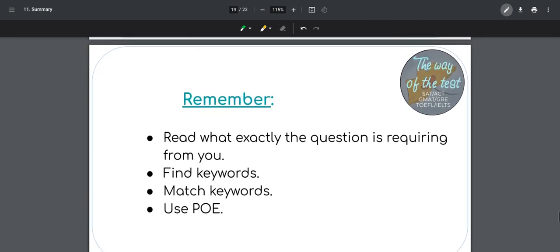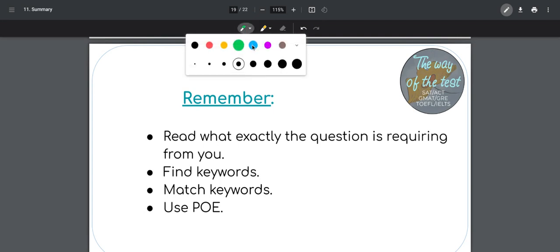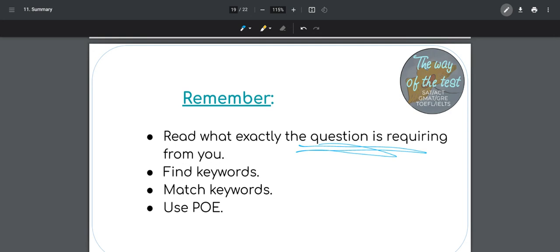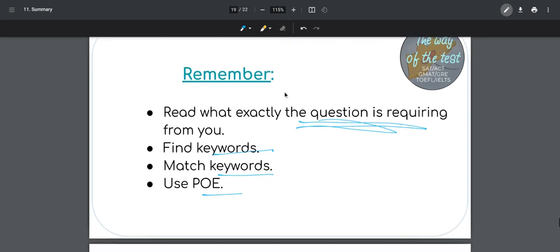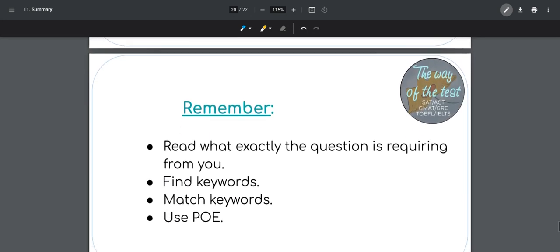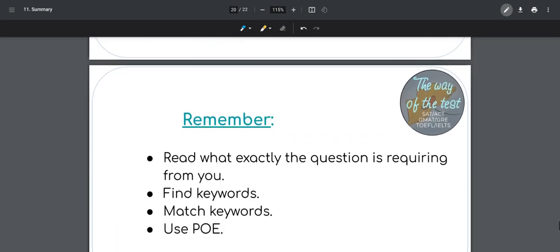Things that you want to remember, please write this down. Read what exactly the question is requiring from you. You want to read the question, find keywords, match the keywords, and use process elimination from those keywords, not from the bullet points. Copy this.